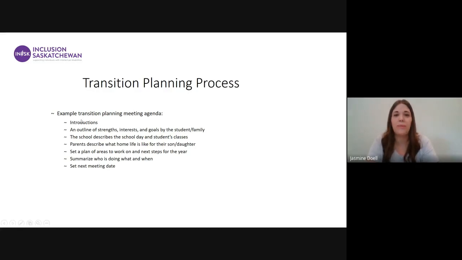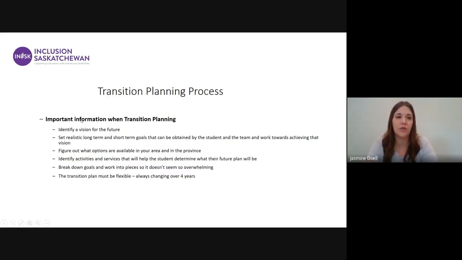And here are some important pieces of information about transition planning. So identify a vision for the future, set realistic long-term and short-term goals that can be attained by the individual and the team and work towards achieving that vision. While creating this vision, it's important to think about timeframes with wait lists or emerging needs lists and how much people have on their plates.